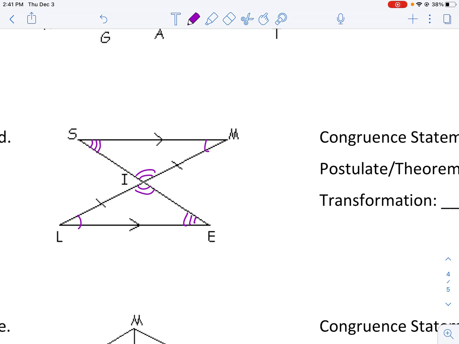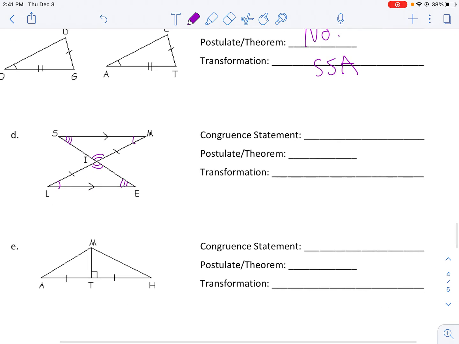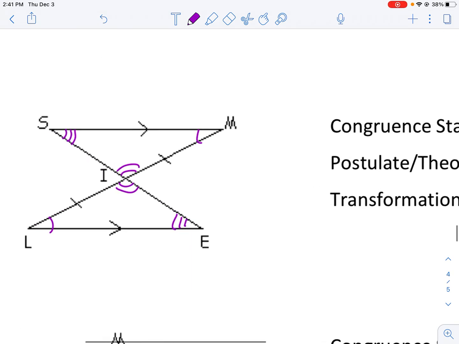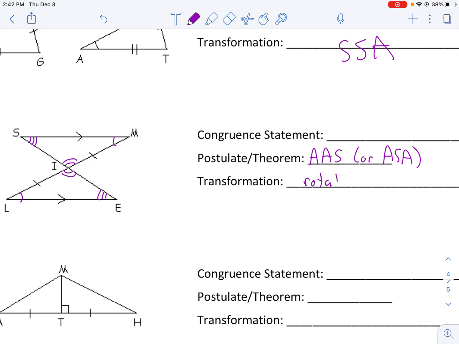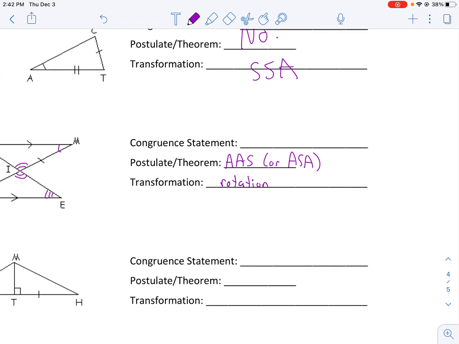What we need is, we can do this one two ways. We can either do angle, side, angle, or we have angle, angle, side. And then down here we have the same angle, same side, where all those are equal. So either one of those you could have probably come up with. So I'm going to say angle, angle, side, or angle, side, angle. This one's again a rotation because this angle would have to swing down to here. So it's not a reflection. And it's not just shifted left, right, up, or down, which would be a translation.